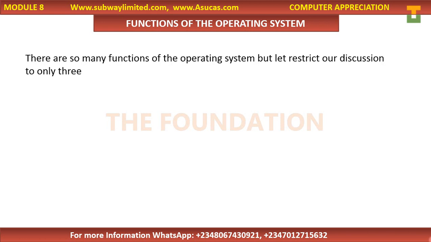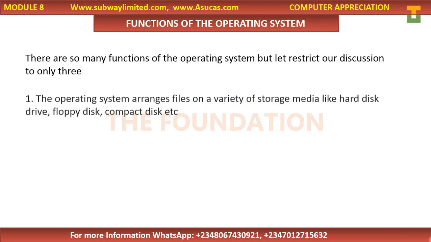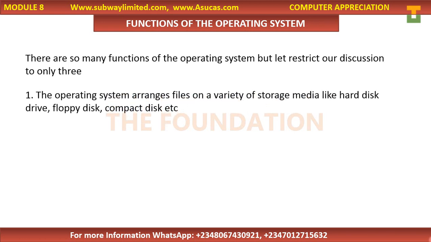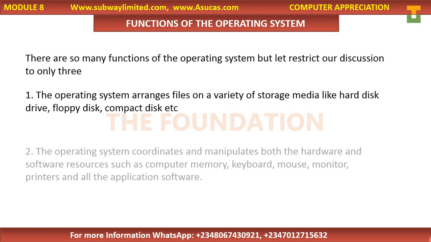Depending on the literature you are getting your information from, you might see different functions of the operating system, but we want to compress them. We don't want to give you plenty of information. So, first, the operating system arranges files on a variety of storage media like the hard disk. When you type on your computer and you save, your file will get stored inside the hard disk. So it is the operating system that will arrange the file.